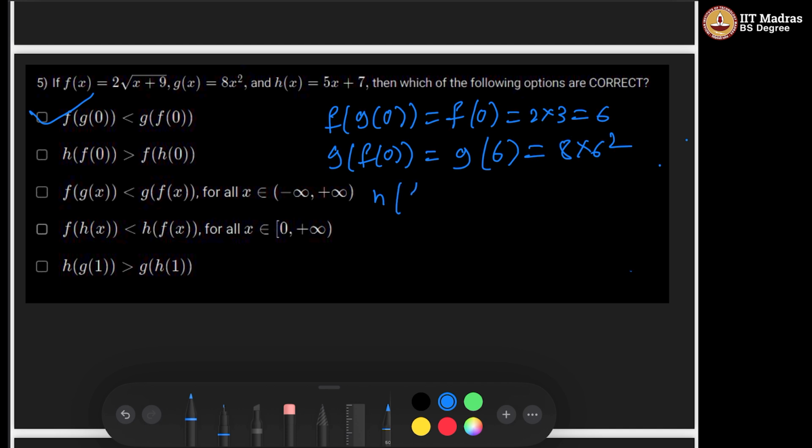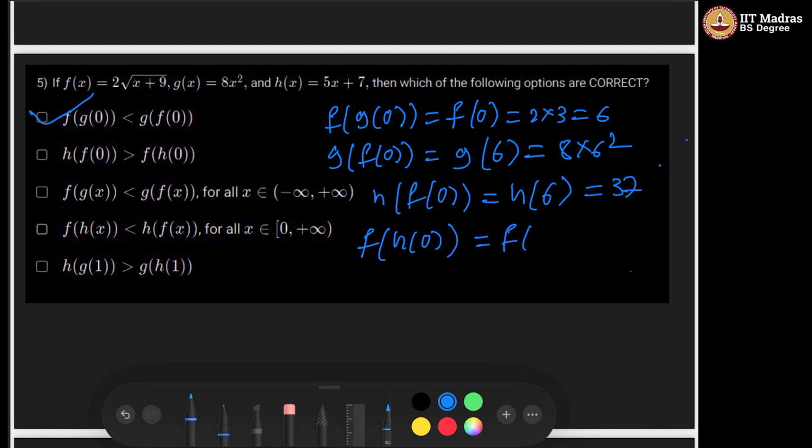What is h of f of 0? H of 6, that means 37. And what is f of h of 0? F of 7, that means 2 into root over 7 plus 9. So 2 into 16, that means 8. So clearly this is smaller than the other one, right? So this option is also correct.